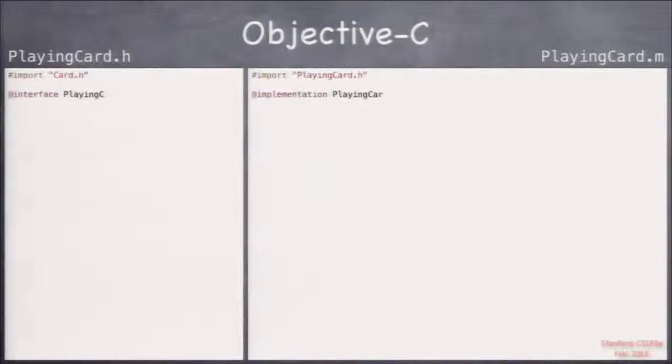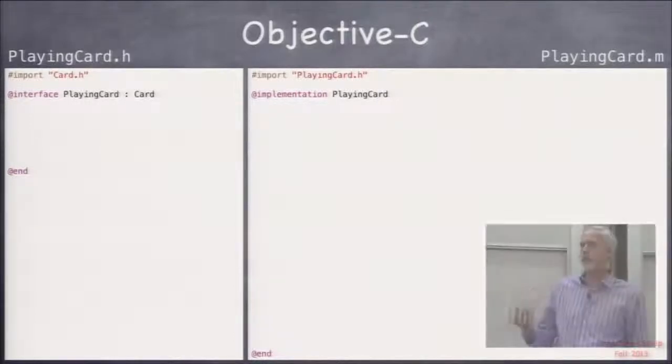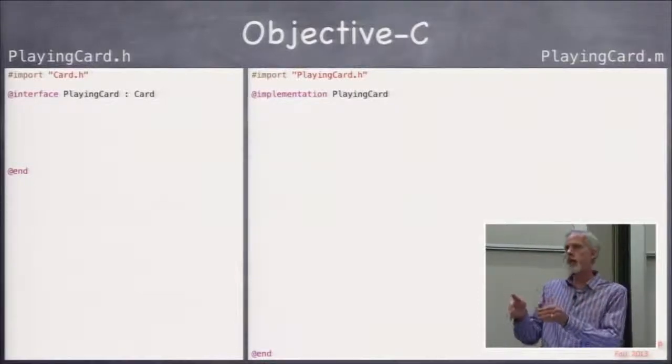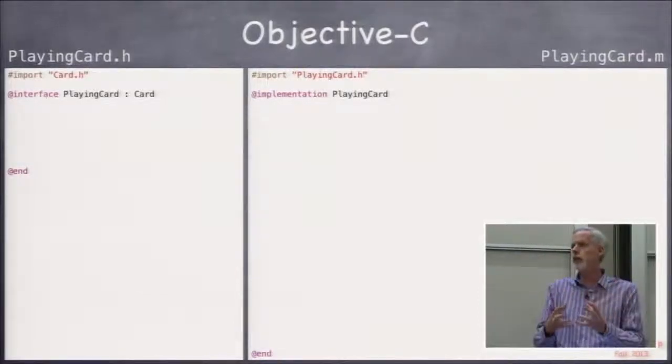So let's move on to another class, which is PlayingCard. The reason I'm showing you PlayingCard is I just want to show you what it looks like to make a subclass of another class that you've written. So PlayingCard is a subclass of Card, and this is the specific card, like King of Hearts, Three of Diamonds, that kind of card.